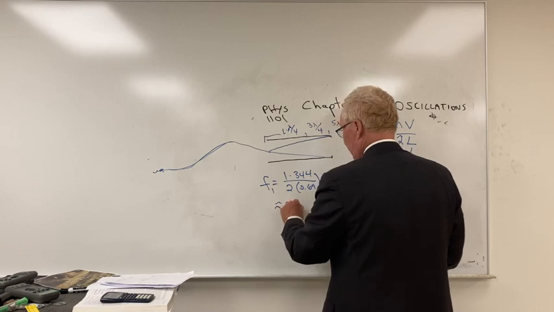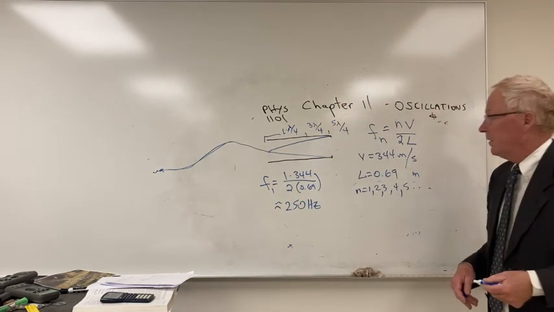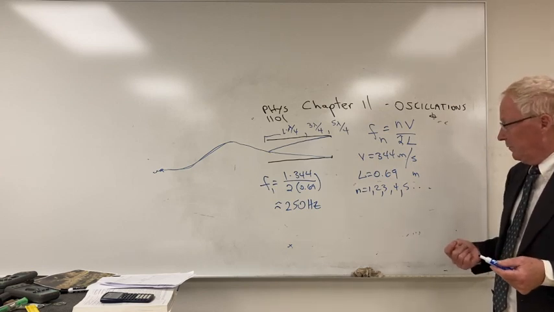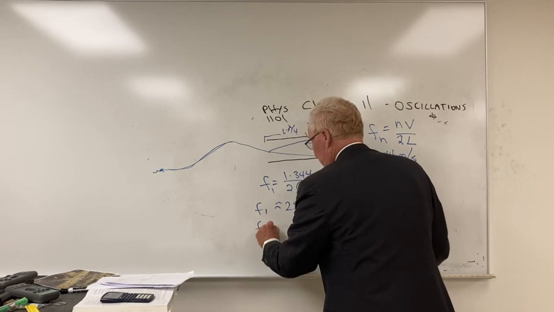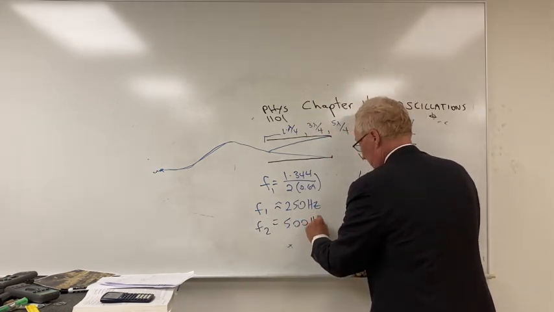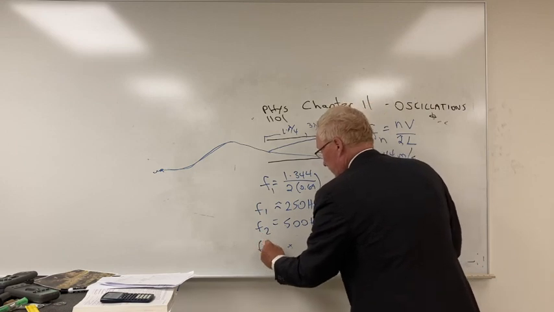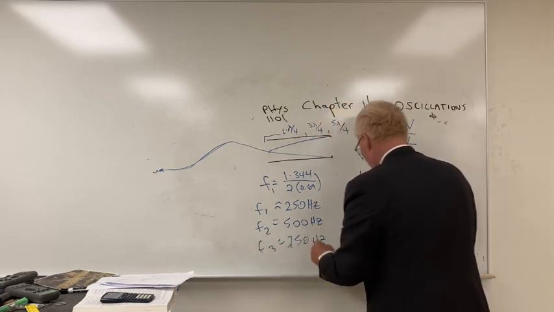And that should be approximately 250 hertz. We can just round it to 250, based on the accuracy we have with this equipment. So that's f equals 1. For f equals 2, again, these are all multiples, it'd be 500. Kind of nice how that works. f equals 3 is 750, and so on.